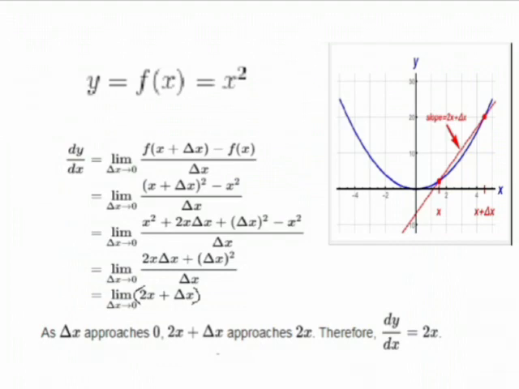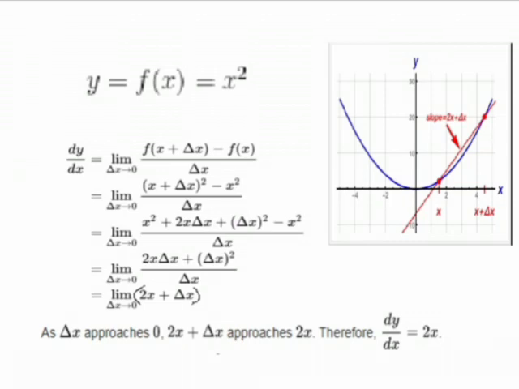So, take y equal to x square. What is dy by dx? Put the formula dy by dx equal to the limit as delta x tends to 0 of f of x plus delta x minus f of x, divided by delta x. So f of x plus delta x means (x plus delta x) the whole square, minus f of x which is x square, divided by delta x. After simplification we get 2x plus delta x. As delta x tends to 0, 2x plus delta x approaches 2x. Therefore dy by dx is 2x.